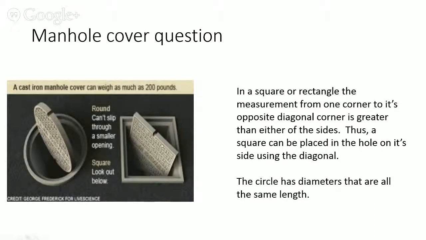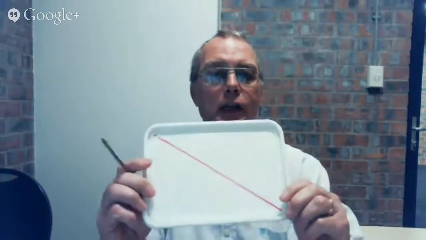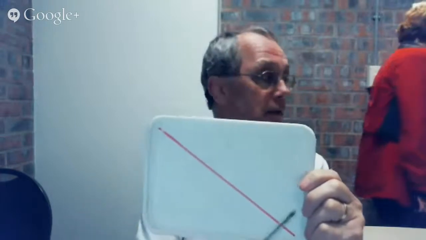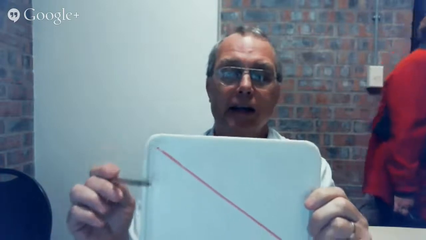Right, and then this question here. Now I'm just going back to group chat. I just want to show you. Yeah, all right. So the issue is that if you've got a square or a rectangle, right, and you draw a straight line on the diagonal, that diagonal line will always be longer than either of the sides. Right? The diagonal line is longer than the sides.